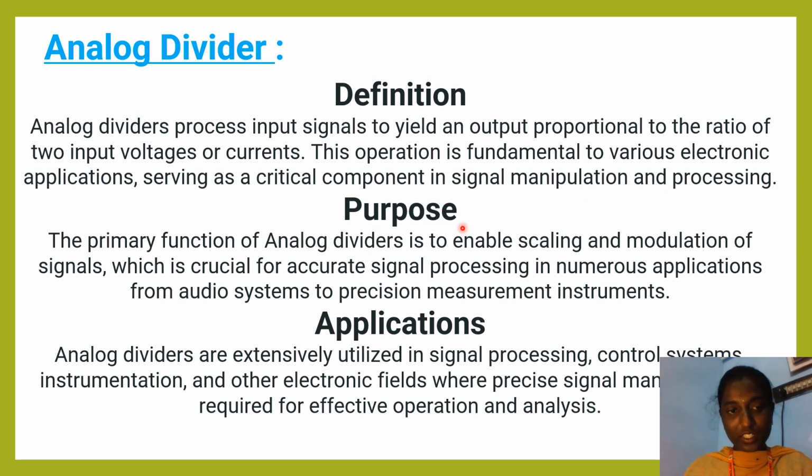Now coming to the process. The primary function of an analog divider is to enable scaling and modulation of signals, which is crucial for accurate signal processing in numerous applications, from audio systems to precise measurements in instruments. Now coming to the applications: analog dividers are extensively utilized in signal processing, control systems, instrumentation and other electronic fields where precise signal handling is required for effective operation and analysis.